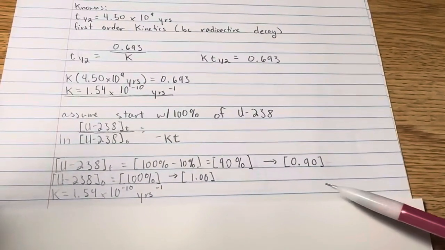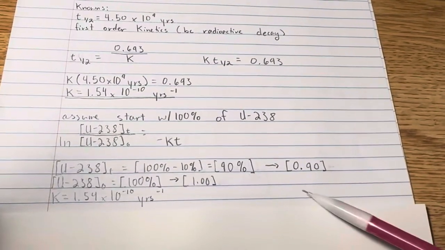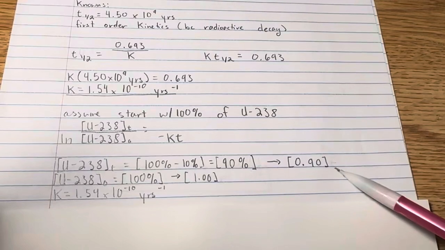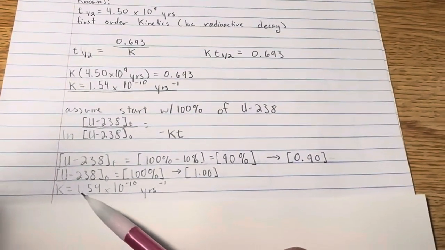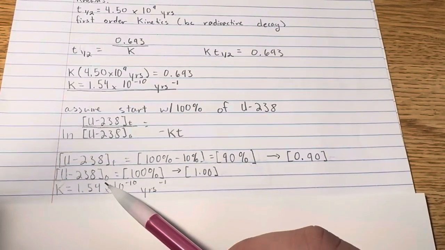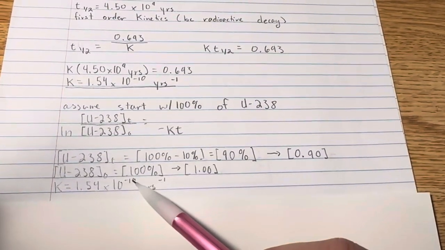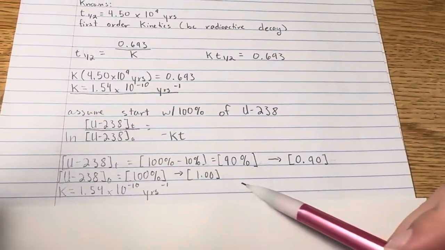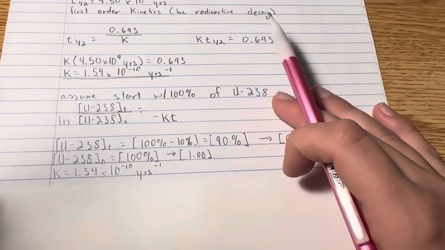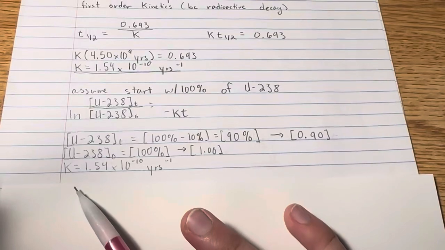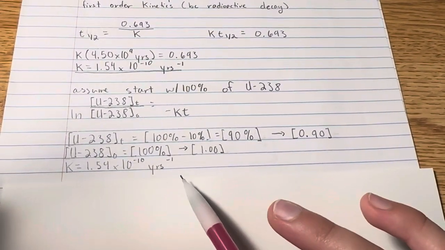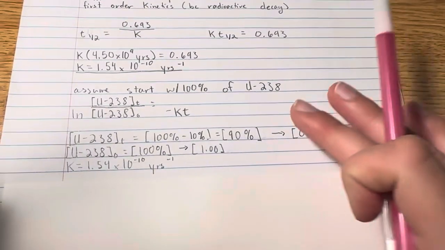And because my calculator doesn't have a percent button, we just turn it into a decimal. So 90% goes to 0.90. The same thing with U-238 at the beginning. This is 100%, which again, we just turn into 1 because we want to make it a decimal for the calculator's sake. And then I just rewrote our K value, which is 1.54 times 10 to the negative 10 years to the negative 1.